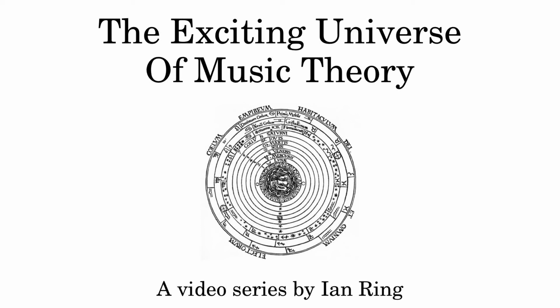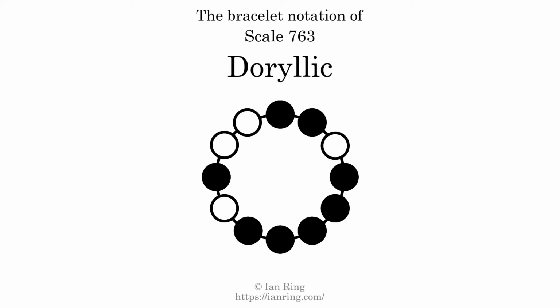Welcome to the exciting universe of music theory. Are you ready to learn? Then let's begin. Today we will talk about scale 763, Doryllic, which sounds like this.